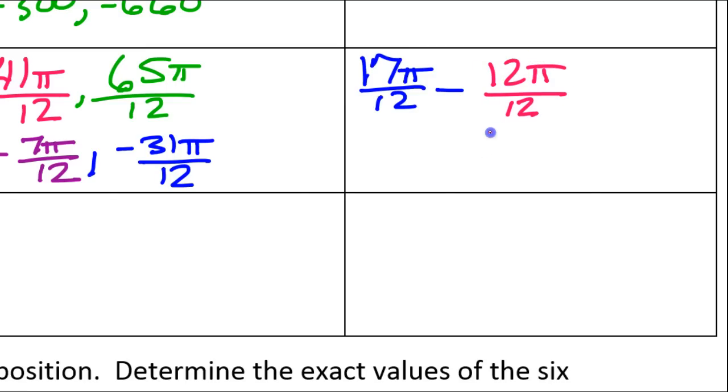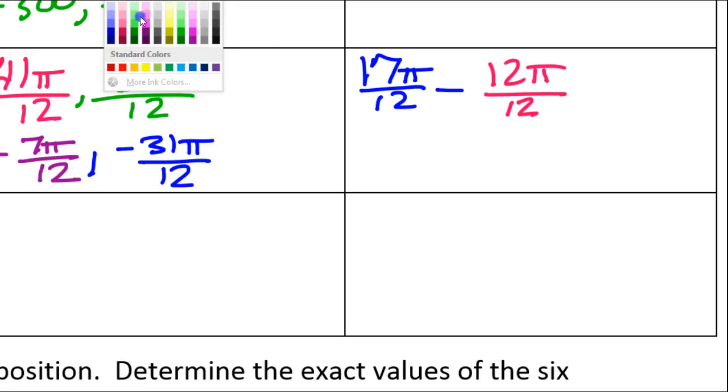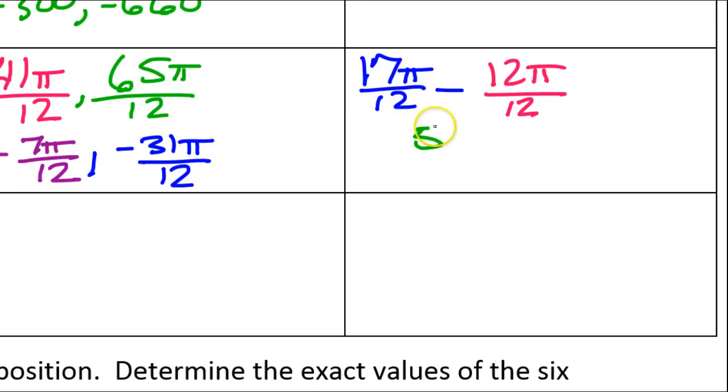So that's the same thing. So 17 minus 12 is going to be 5. So this is going to be the same thing as 5 pi over 12. So that is going to be my reference angle.